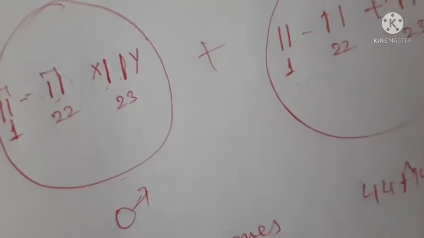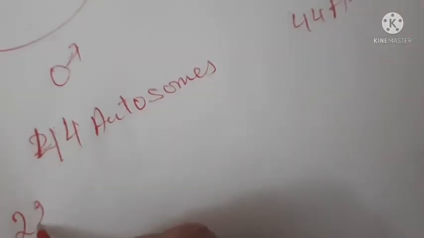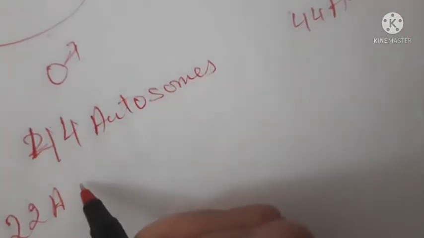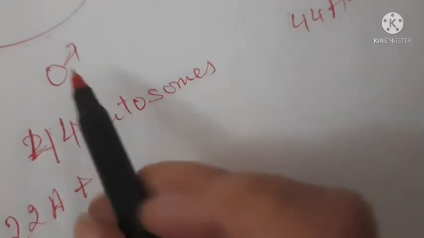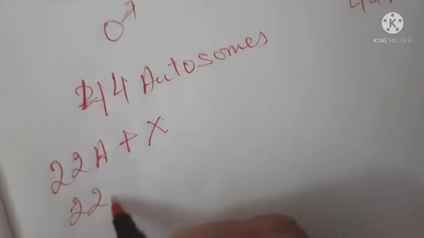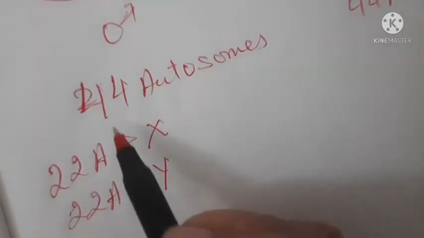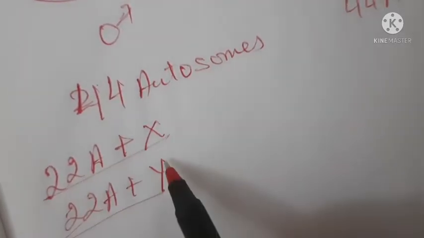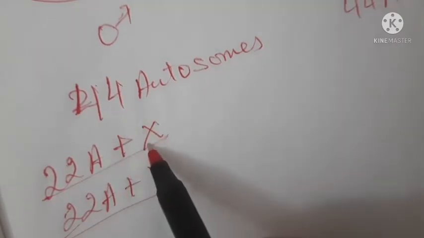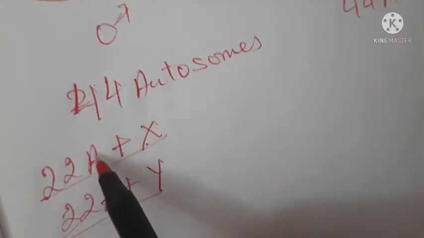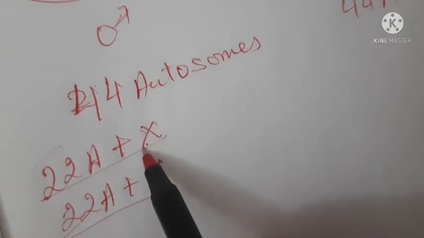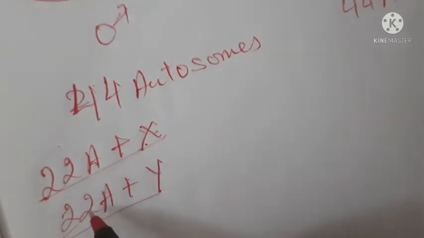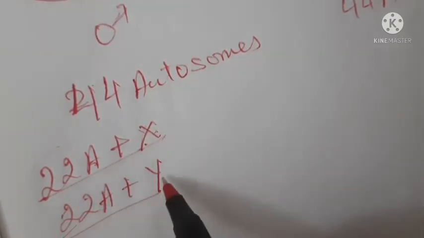The sperms will have, you see here, 22 autosomes plus X in one sperm. Another sperm will have 22 autosomes plus Y. These sperms are the gametes, so they have half the number of chromosomes, that is 23 chromosomes: 22 autosomes plus 1 X chromosome, the 23rd. Here in another sperm, 22 autosomes plus Y.